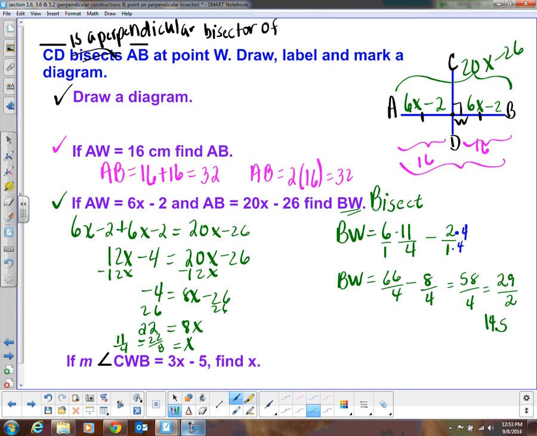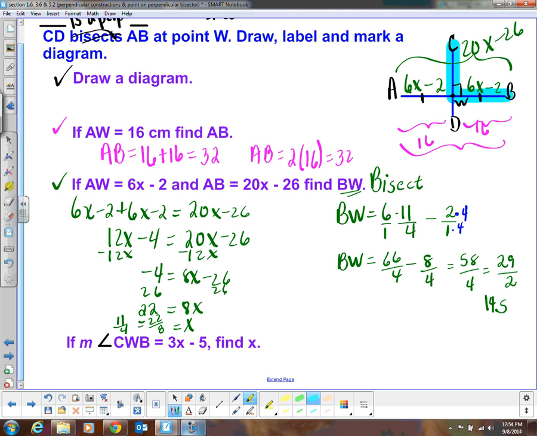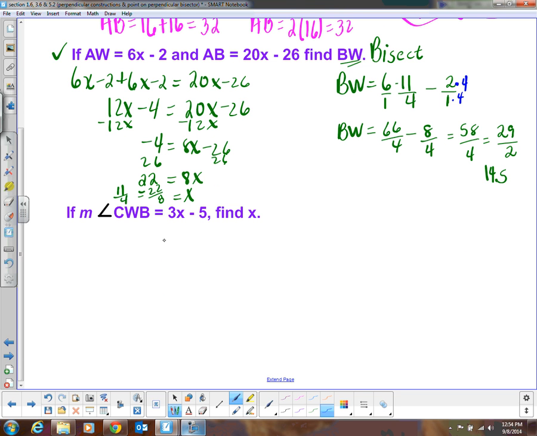And now they're telling us, I'm going to do this in highlighter, and then I think I'll use blue, so I'll do a blue highlighter. Angle CWB. That highlighted angle is 3x minus 5. Now, what does that black box mean? That black box means that that angle is 90. So that means 3x minus 5 equals 90. So we're going to add 5. So we know 3x is equal to 95. So x is going to equal 95/3.